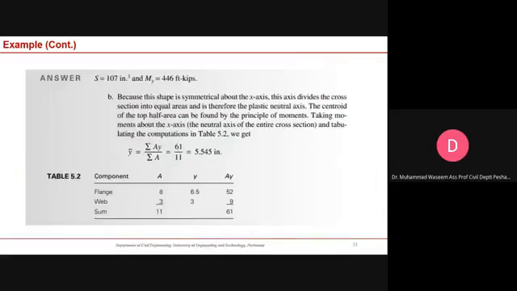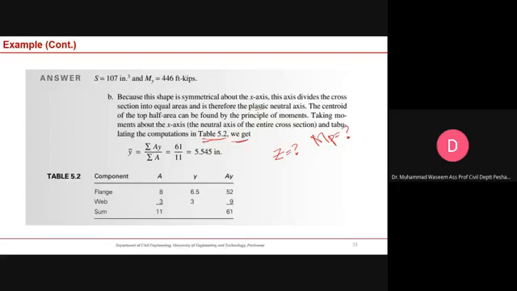The next thing is that you have to calculate this thing, and you have to calculate this thing. Because the shape is symmetrical about the x-axis, the axis divides the cross section into equal areas, and therefore the neutral axis or the elastic axis is actually the plastic neutral axis. The centroid of the top half area can be found by the principle of moments, taking moments about the x-axis and tabulating the computation in Table 5.2.